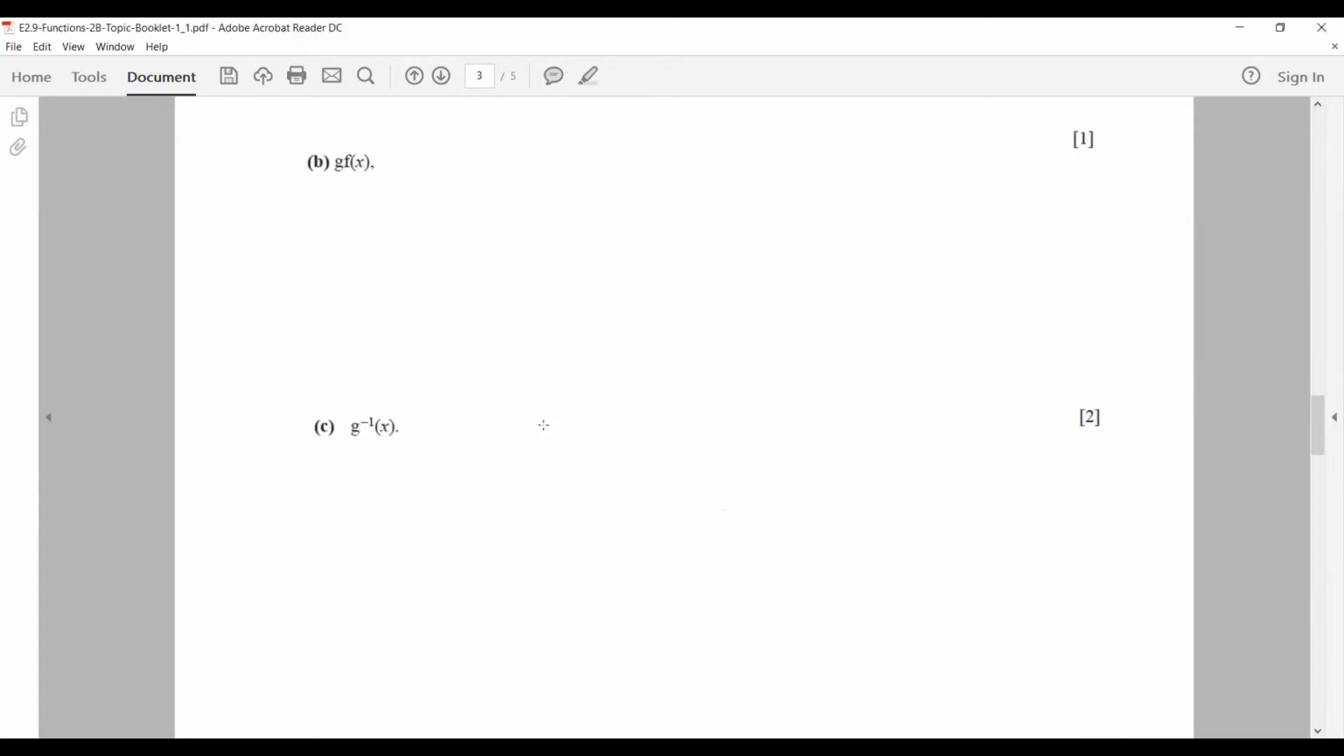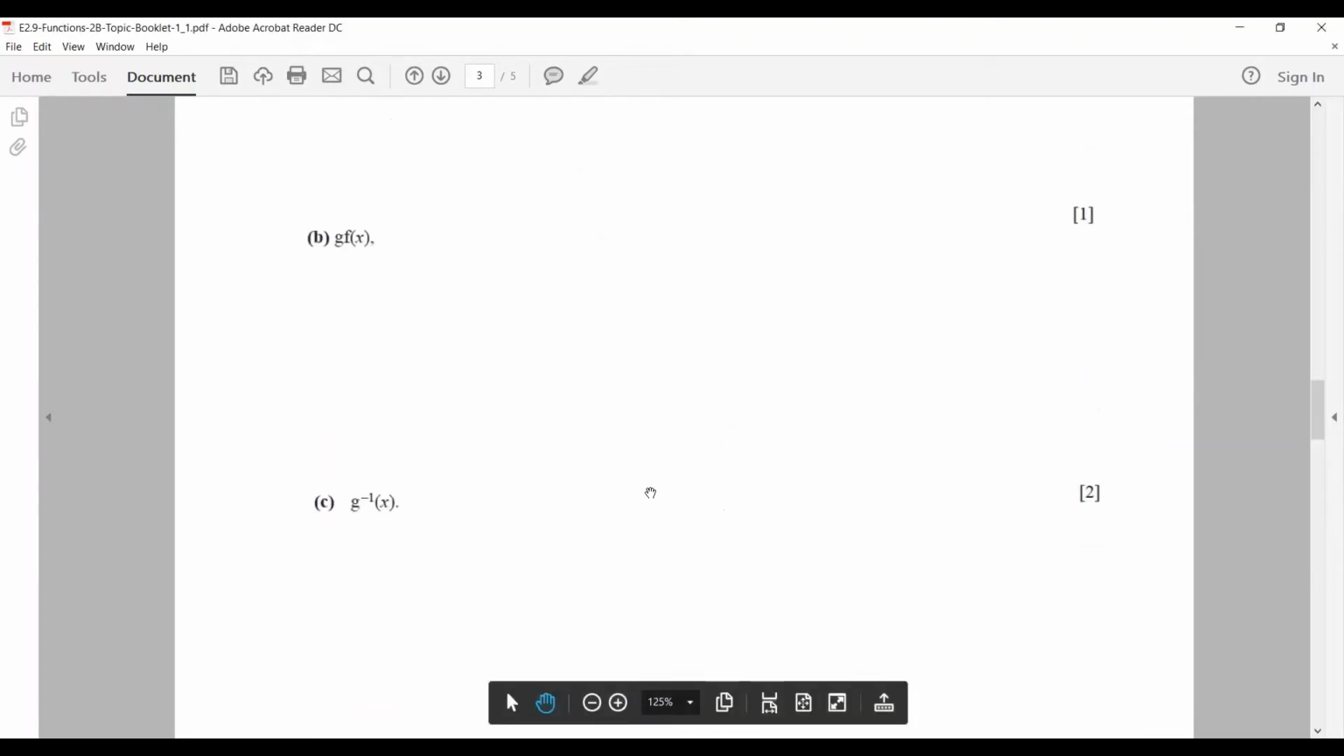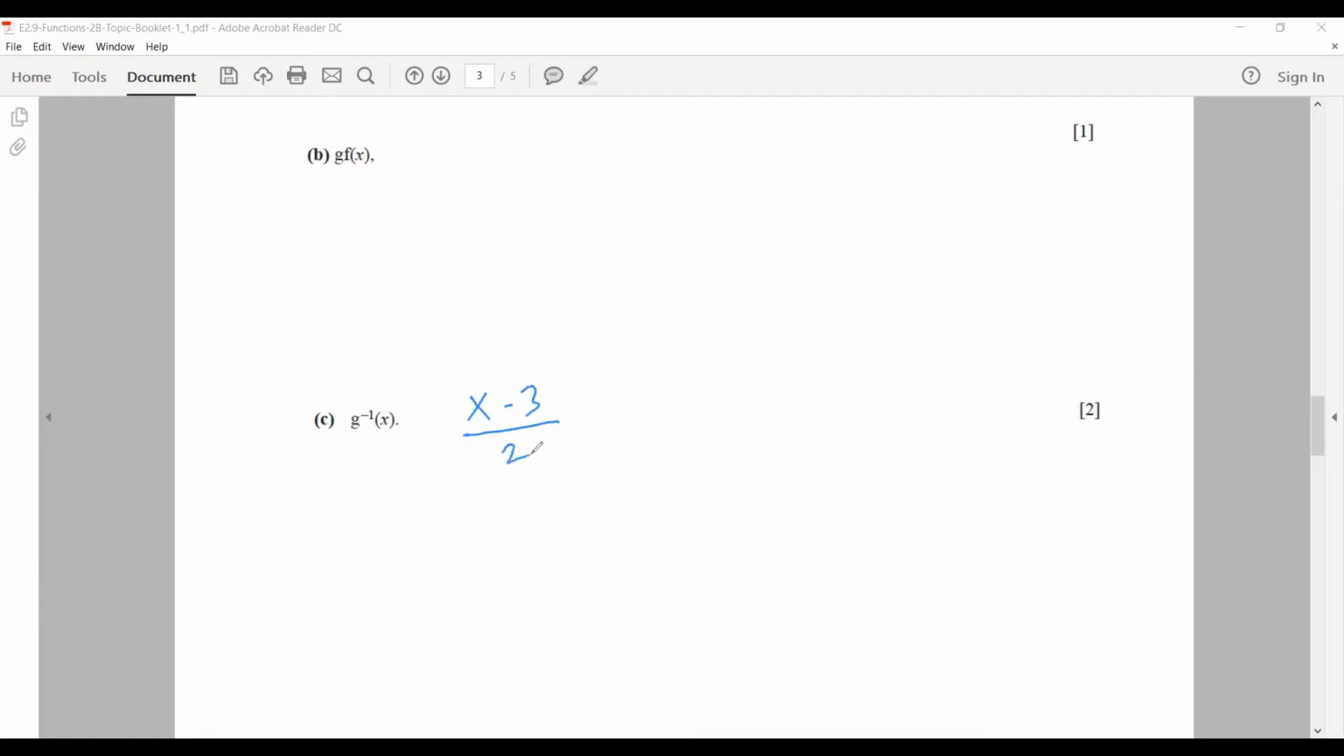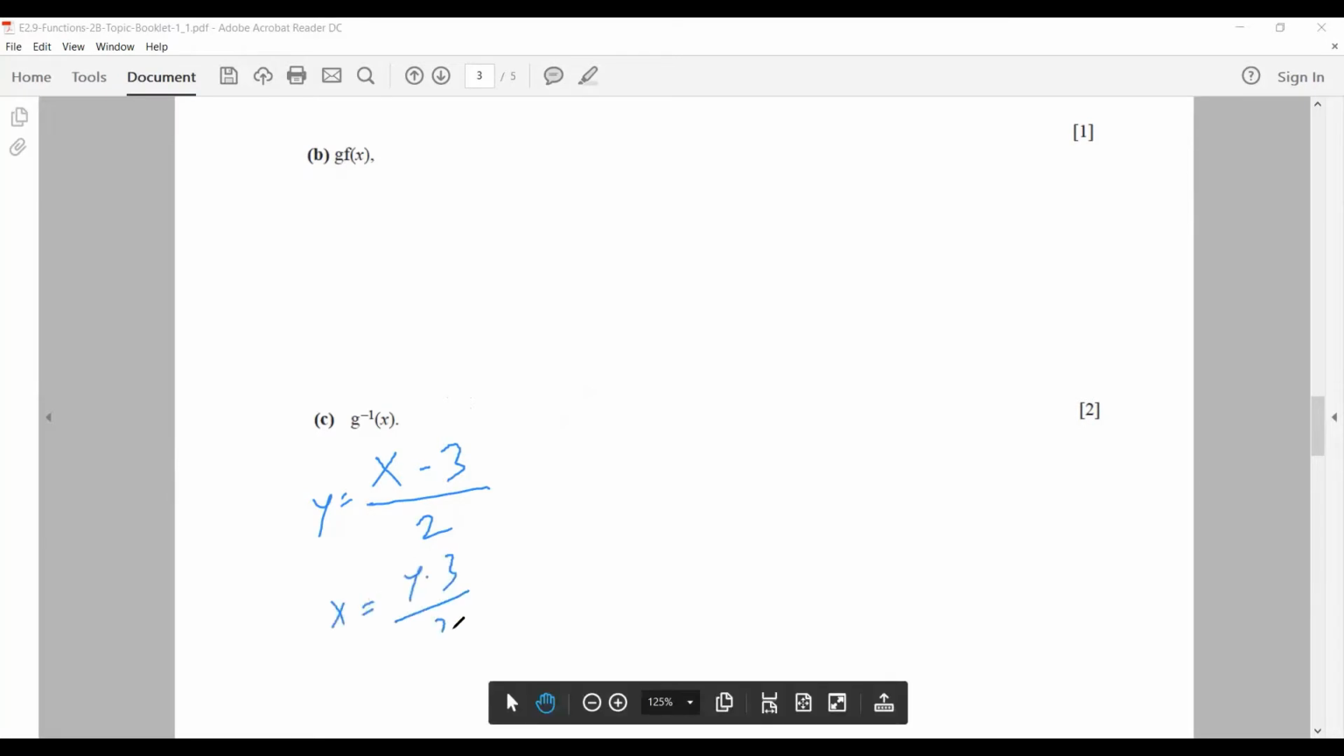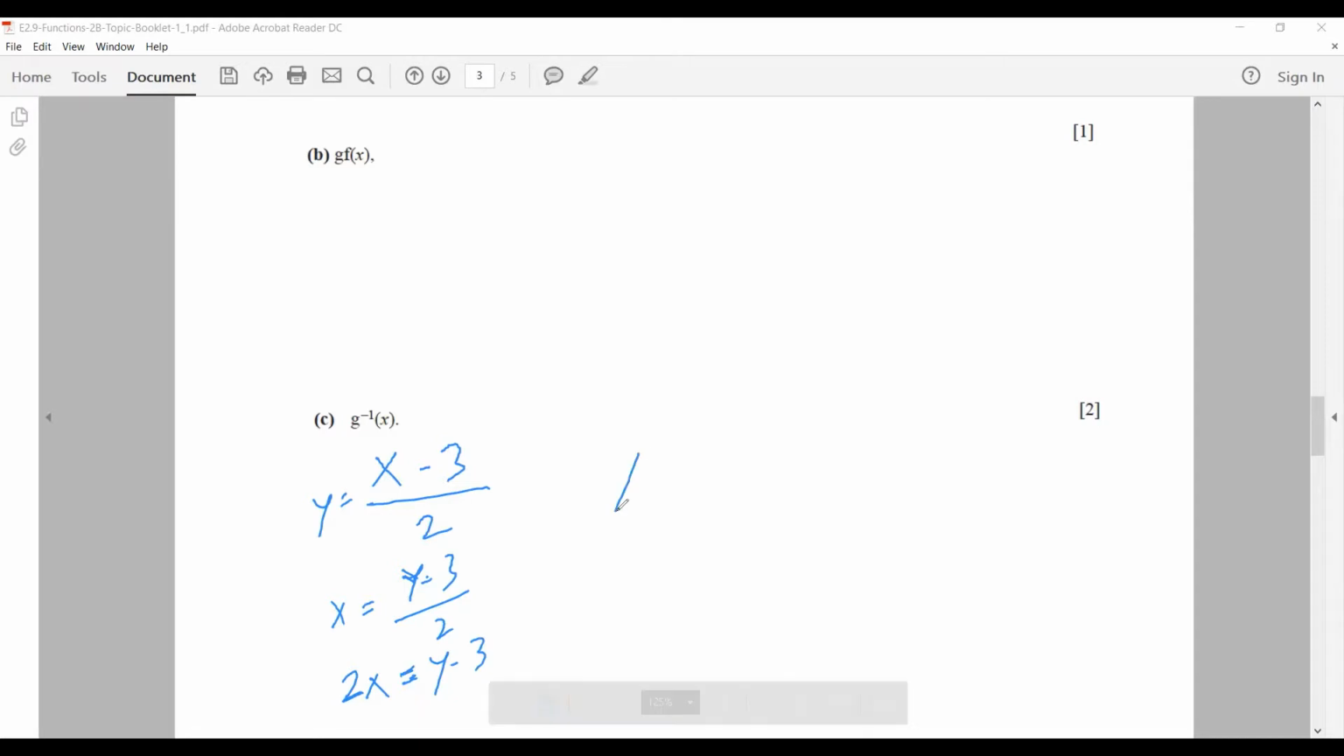And then the inverse of g. So g of x is (x minus 3) over 2. Please show your working. You have to show your working. So this is y. And then change the places of x and y. So this is x equals (y minus 3) over 2. Try to make y the subject of the equation. You multiply both sides by 2. You get 2x equals y minus 3. And then y is 2x plus 3. And I'm going to use the notation, the inverse of g. The answer is 2x plus 3.